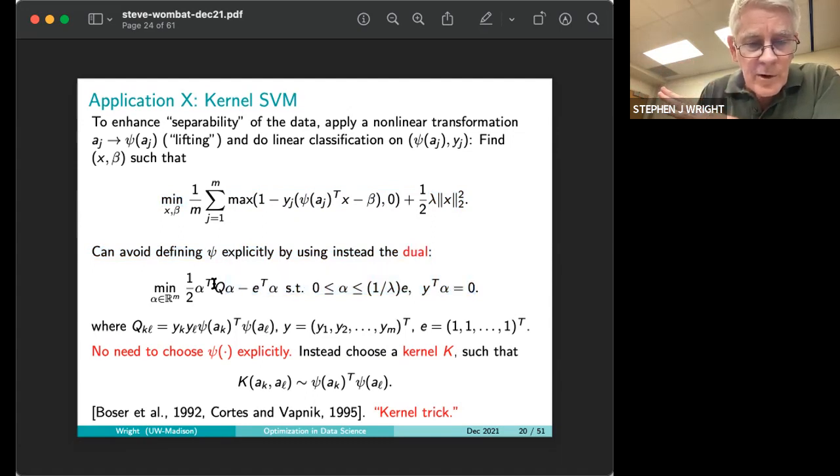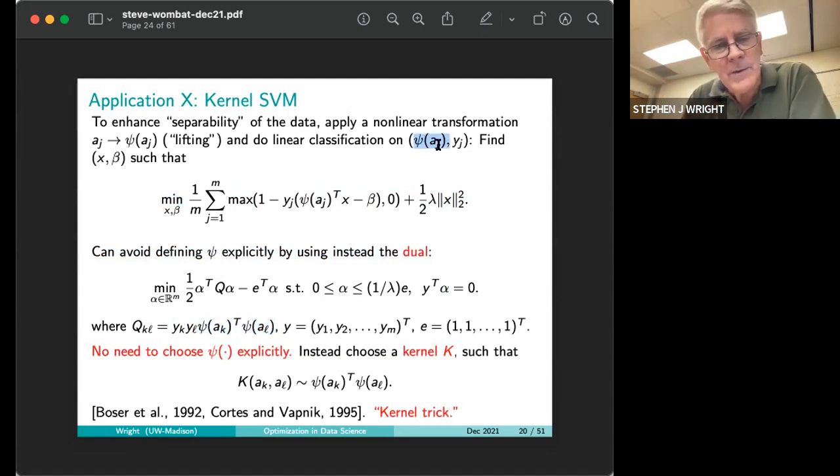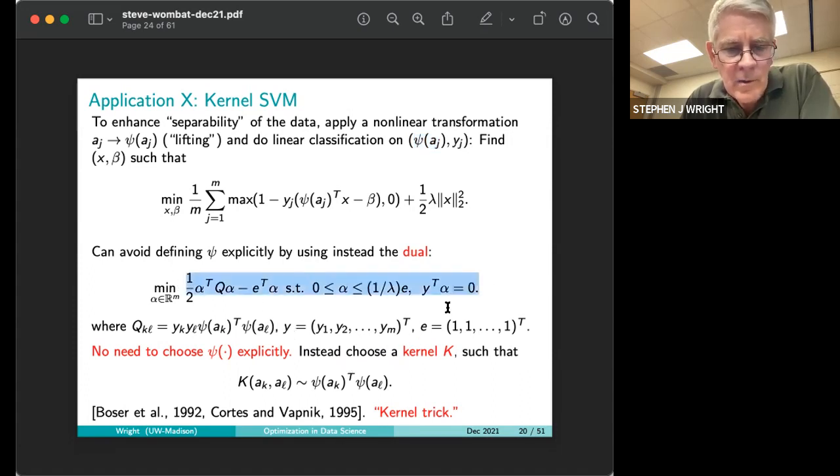It's also a quadratic program, and the elements of the matrix, the Hessian matrix in that QP, turn out to be inner products of these transformed feature vectors given by this psi of AJ. So they made that very nice observation, and they call this matrix a kernel. And they noticed that you actually don't need to know what the psi is. In order to set up this dual problem, you need to be able to evaluate the Q. And in order to evaluate the Q, all you need is the ability to evaluate these inner products.